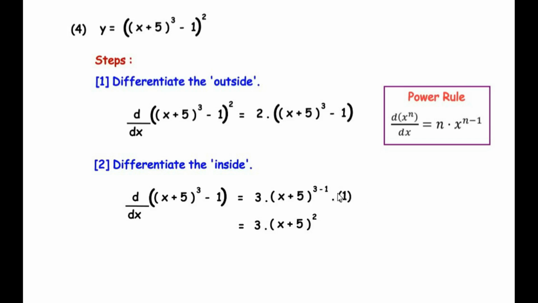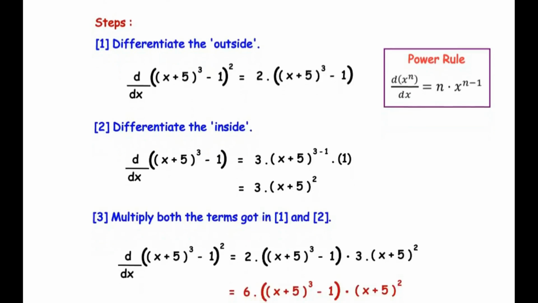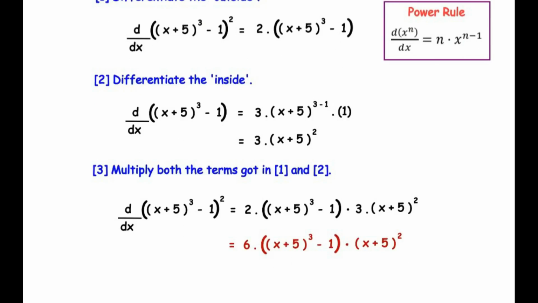I have shown this in question number 1 where we had differentiated 2x plus 3 to the power of 3. So you can refer to that question to easily understand this step. Now simplifying this, we get 3 times x plus 5. Now 3 minus 1 becomes 2. Now the final step, that is multiplying step number 1 and step number 2. So here we have written step number 1 terms times step number 2 terms. Now here 2 times 3 gives us 6 and the bracket terms multiply with each other. We do not have to expand this, so this becomes our final answer. So using these 3 steps, using the chain rule, we have differentiated the given function.